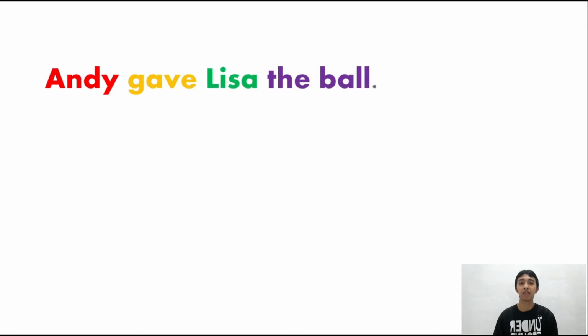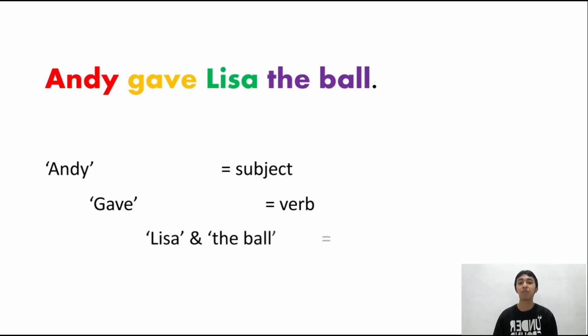Andy gave Lisa the ball. Who's doing the action? That's right. Andy is doing the action and therefore is the subject of the sentence. The predicate then is the verb gave. And what are the objects? What are the other nouns and pronouns in the sentence? That's correct. Lisa and the ball are objects in the sentence.